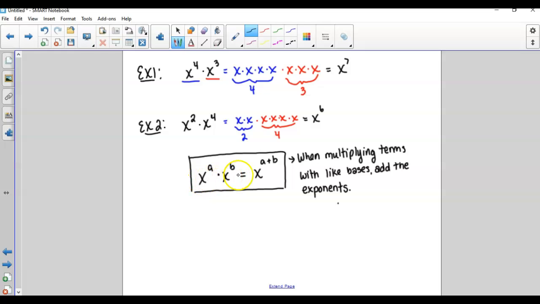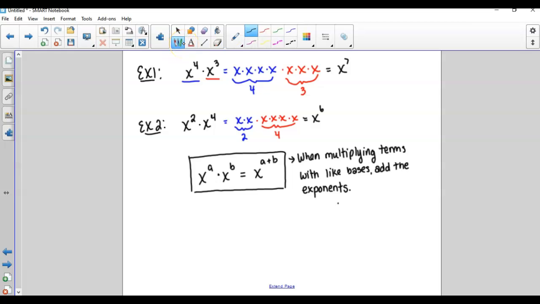So you notice I had x's in both of these places. If, for example, I was trying to do a to the 3rd times b to the 5th, I could not do that because those are not like terms. I could not write the a's and the b's together and say this is something like ab to the 8th or something like that. That would not work. So you have to have the same base here.